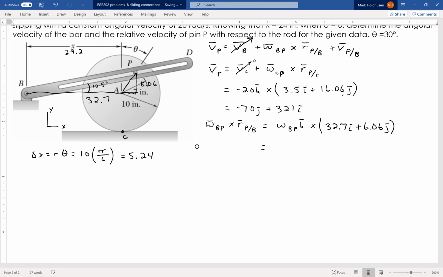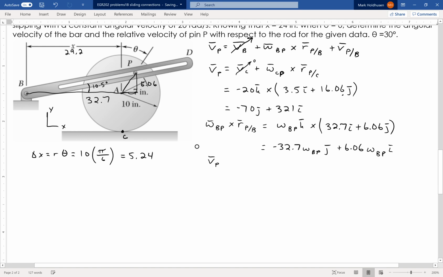Okay, so from that, I get negative 32.7 omega BP in the j direction plus 6.06 omega BP in the i direction. Okay? Then I have my last term, which is the other thing I'm trying to find, which is the relative velocity of P relative to B. And again, I know its orientation, or its direction. I do not know its magnitude.